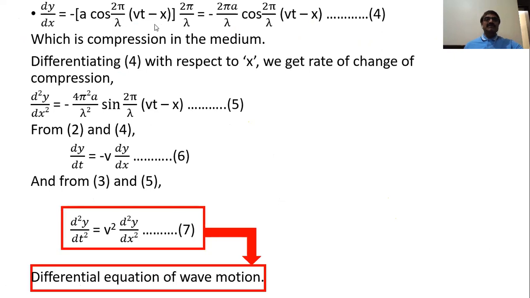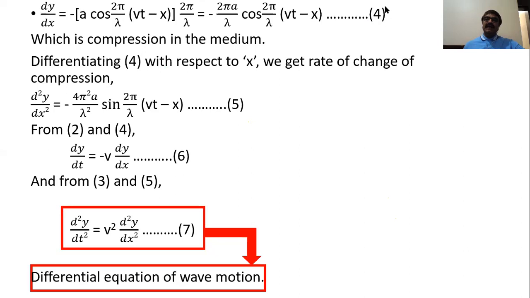It is dy by dx, and since we are differentiating with respect to x and x has a negative sign, here it is a negative sign. Again x has the coefficient 2 pi by lambda, so 2 pi by lambda will come in the multiplication. In all it will be minus 2 pi a by lambda cos 2 pi by lambda into (vt minus x). So this will be dy by dx.